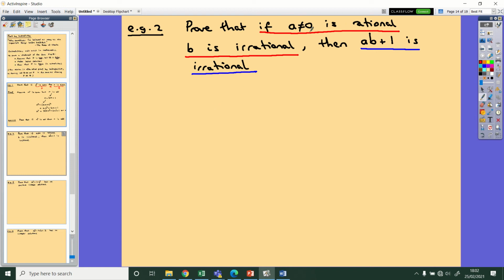We're going to assume that everything in red is true, but that the blue statement, which is the conclusion, is going to be false. Now, in order to do this, it's helpful to have a good understanding of what we mean by rational and irrational. So a rational number, remember, is a fraction.